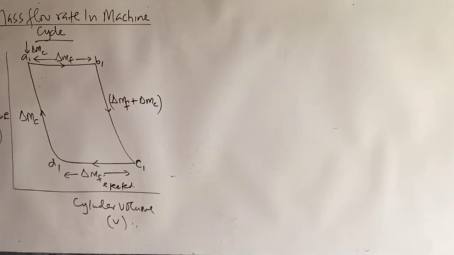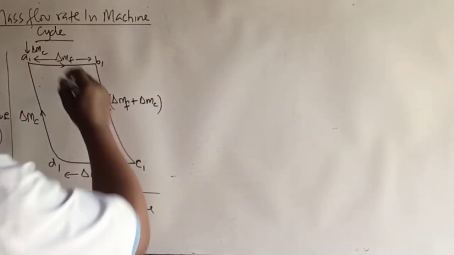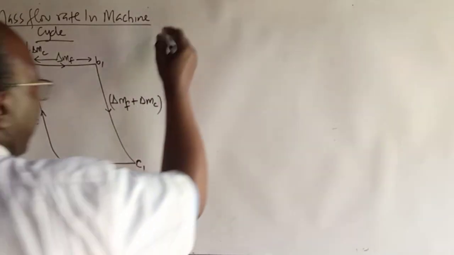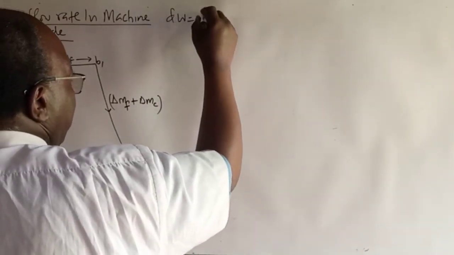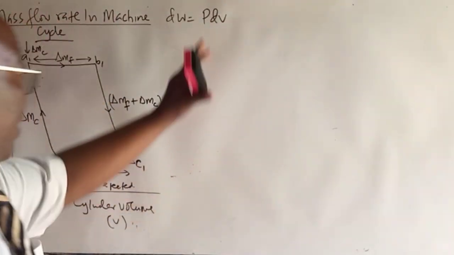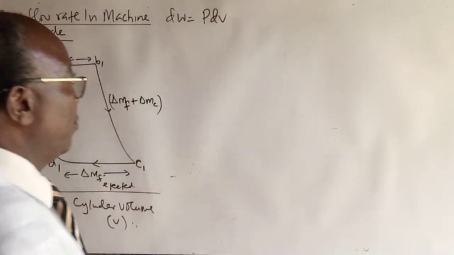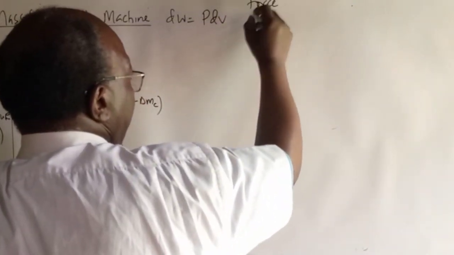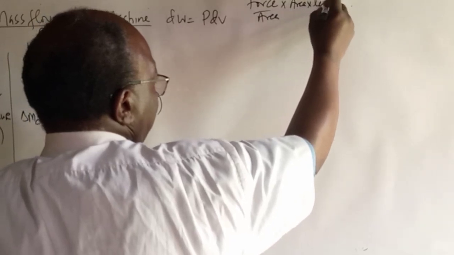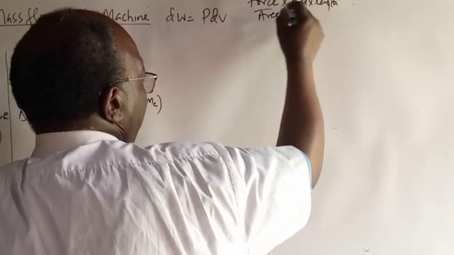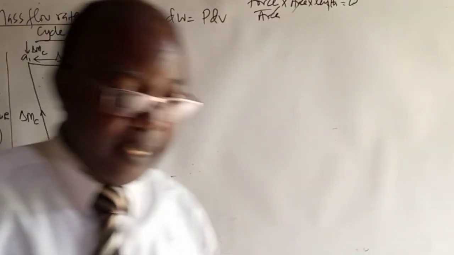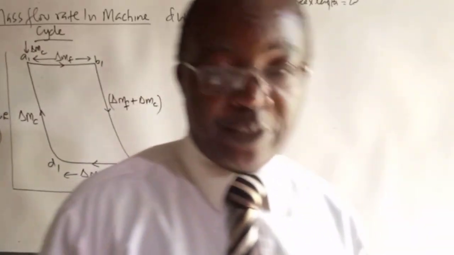Now, let us just go back and calculate the work done in this particular cycle. Remember, dW, we said, is P dV. That's for pressure volume work, because pressure is force per unit area, and volume is area times length or displacement. So the two areas cancel, leaving force times length, which gives you work in Newton meters or any other units which you prefer.